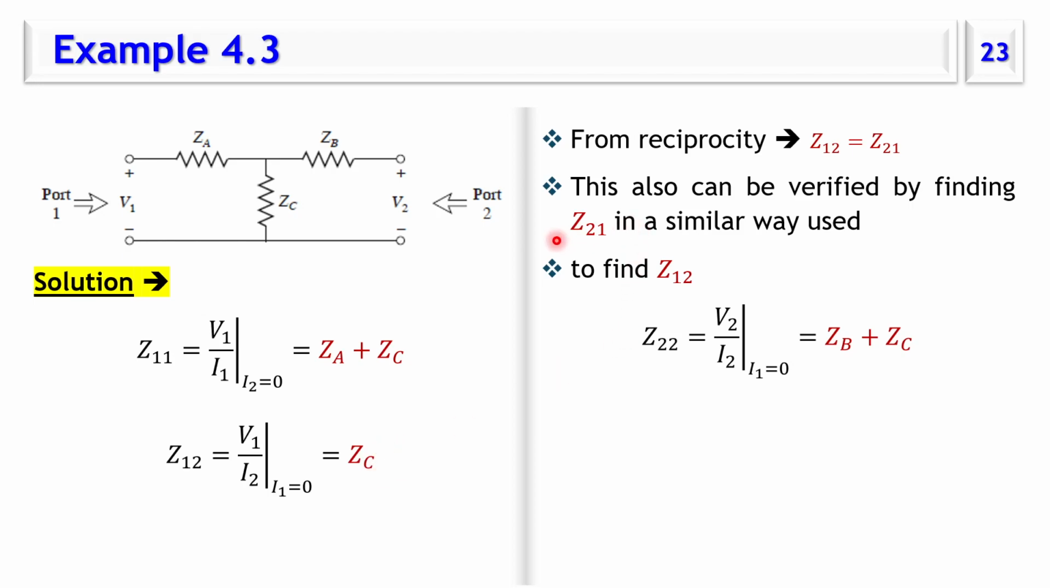We can calculate Z21 the same way. We put I2 equal to 0, and I1 will be the current going here, and we'll find that it's ZC. We'll find that Z12 equals Z21 because this is a passive circuit, like all passive elements, so it is a reciprocal circuit.